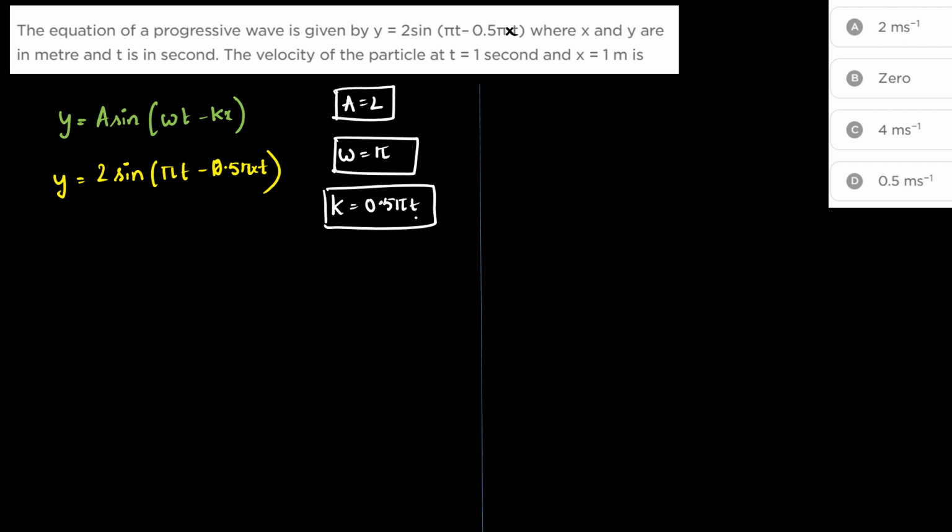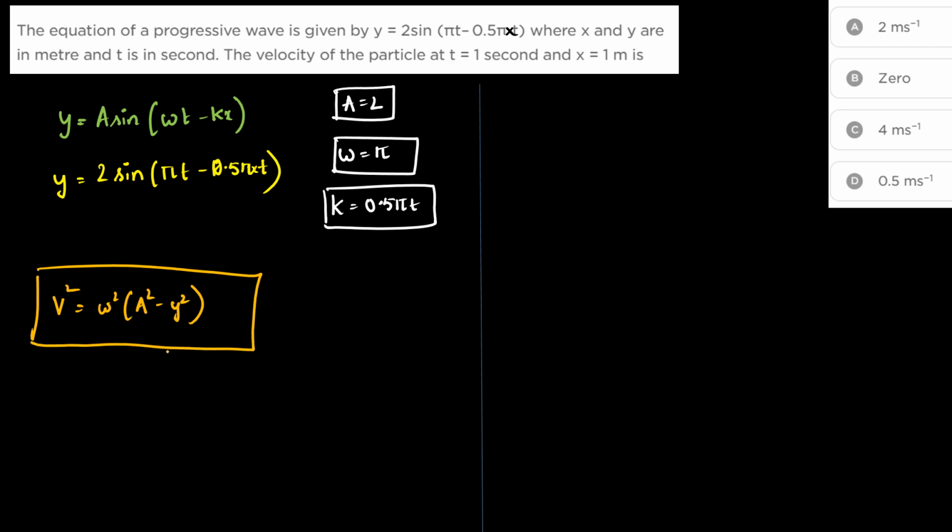Now what do we have to find out? I have to find out the velocity of the particle. And what would the velocity be given by? v squared is equal to omega squared multiplied by a squared minus y squared, right? This is the value of velocity. Now I have to plug in the same values. So v is equal to omega times the square root of a squared minus y squared, and omega is equal to pi.